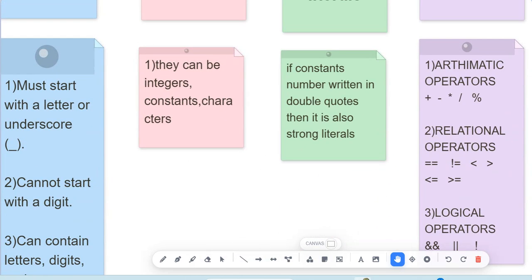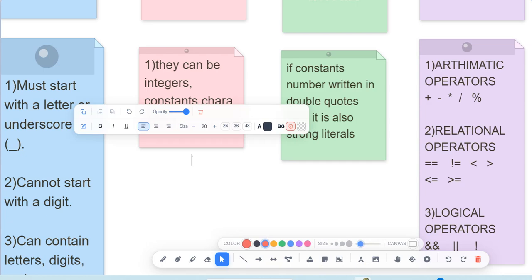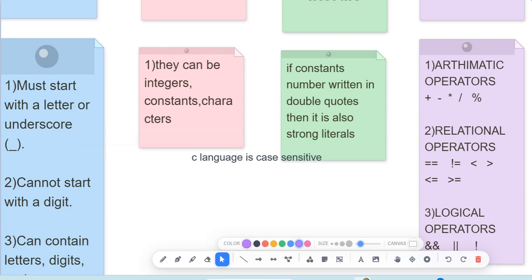And another important thing is that C language is case sensitive. What is meant by this case sensitive? C language is case sensitive. That is, only the lower cases are being acceptable in this C language. No uppercase letters are being accepted.